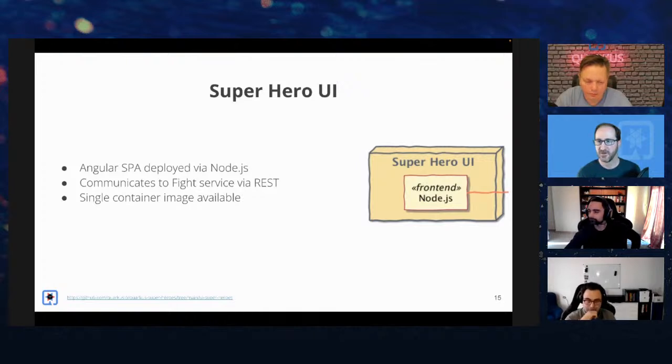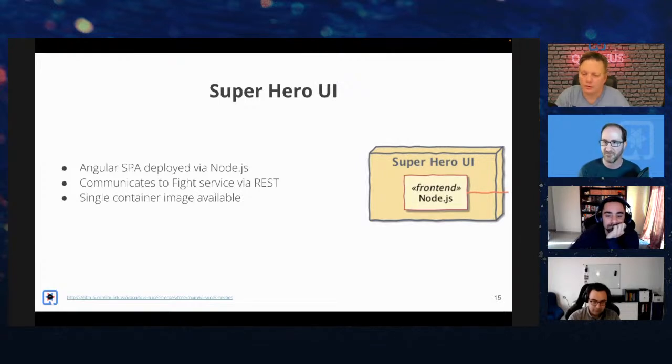So then someone had asked about Node.js. The superhero UI is an Angular SPA app deployed via Node.js. So it runs a Node.js container that serves the static content, and it communicates over REST. This one just has a single container image. That was one reason why I decided to do this: a single container image. If I want to run the UI, I shouldn't have to pick a Java version, right? If it's an Angular app, which is what I'd have to do if I wanted to follow the same pattern and package it within Quarkus.